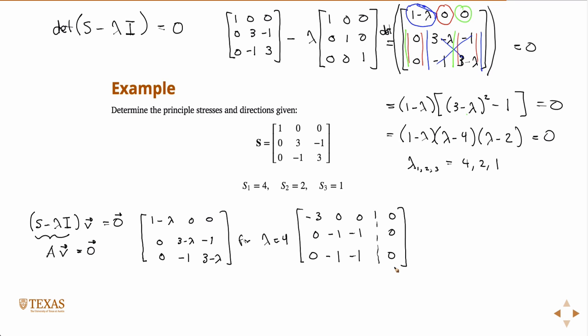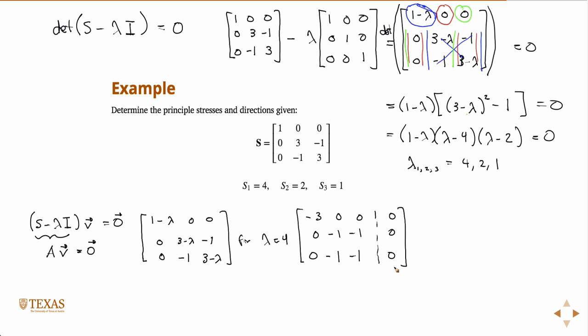Negative 1 minus lambda should be the same as that. This should be the same as that. And then I just plug in 4. So 1 minus 4 is minus 3. 3 minus 4 is minus 1.